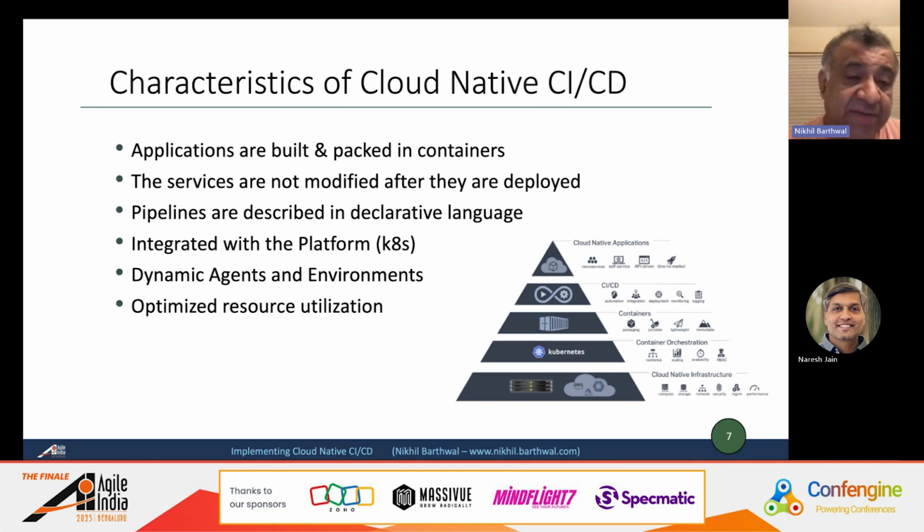And because you're dealing with scale, you need optimized resource utilization to keep your cost down. Cost is a very important factor. This is where serverless CI/CD concepts come in. The whole idea of serverless is pay as you go: you only pay for the resources you use. So optimized resource utilization is a very important aspect in bringing your cost down.